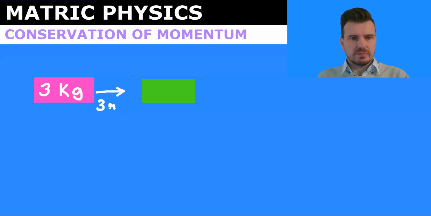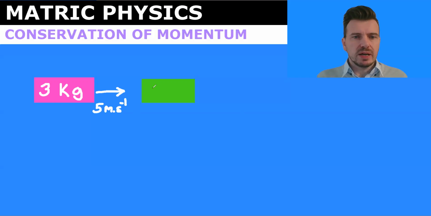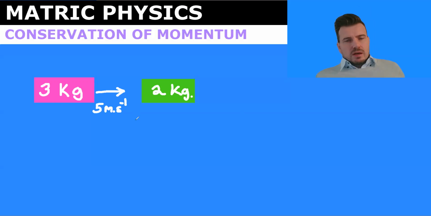Actually, let's make the velocity different to the mass. Okay, and then the second object we'll give a mass of 2 kilograms. And they could ask several things. So one of the things they could do is they could say that the objects join up. And what is the final velocity?